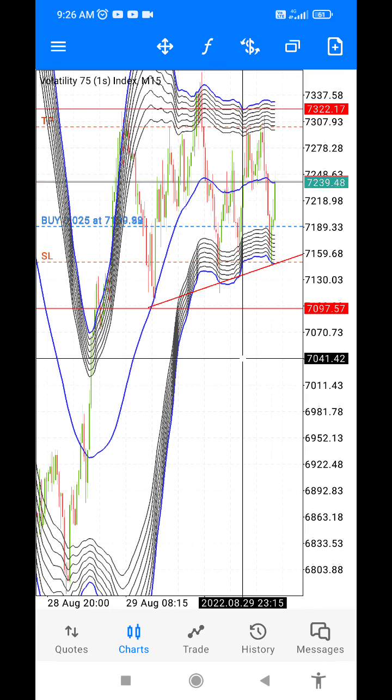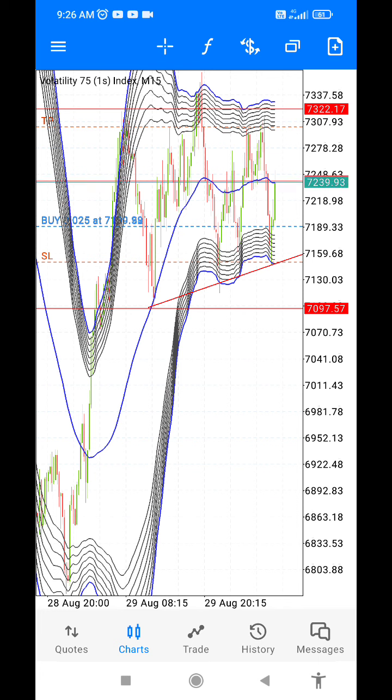Simple. This is the consolidation and it's a scalping. So this is simple, man. Trading is simple, don't make it complicated.